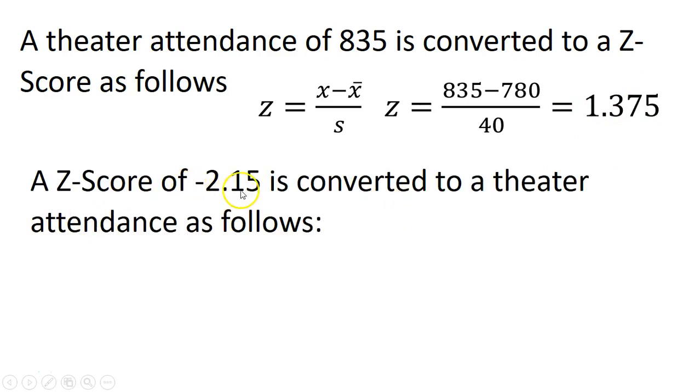A z-score of negative 2.15 is converted to a theater attendance as well, because I could basically say, well, I know the z-score is negative 2.15.